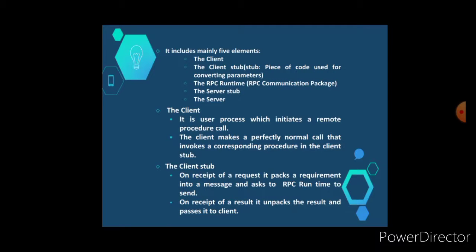It includes 5 different types of categories. These categories are client, client stub, RPC runtime, server stub, and the server.